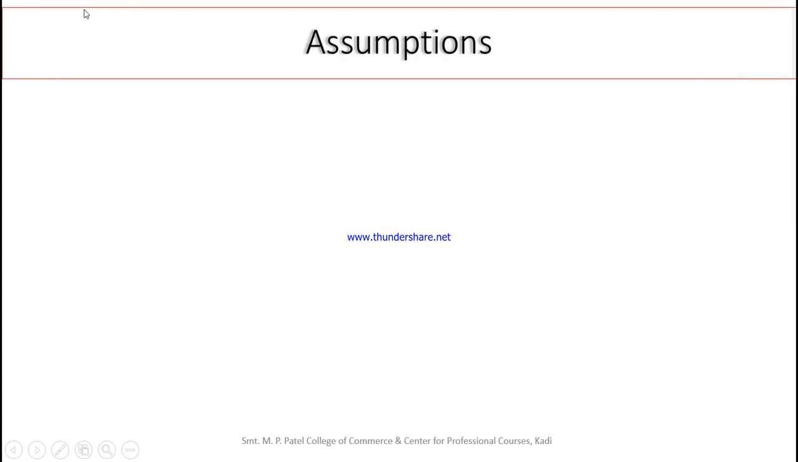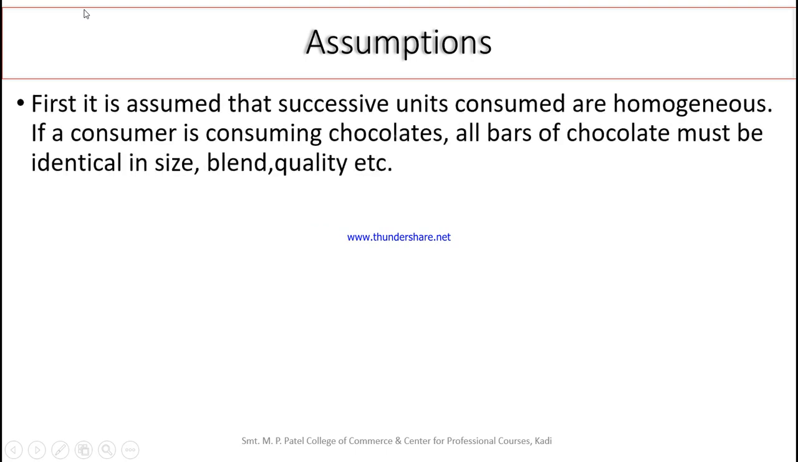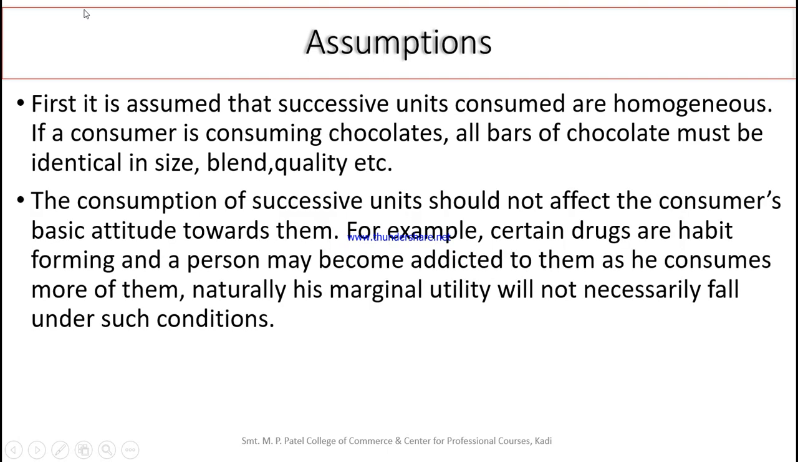The law is based on some assumptions. Here we will discuss the assumptions. Number one is all the units consumed by a person are homogeneous. It means all the units are identically equal in size, shape, quality, etc. So when all units are homogeneous, then the law is applicable on that commodity.